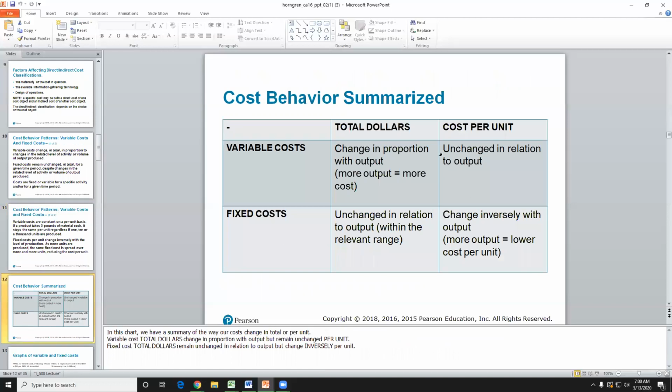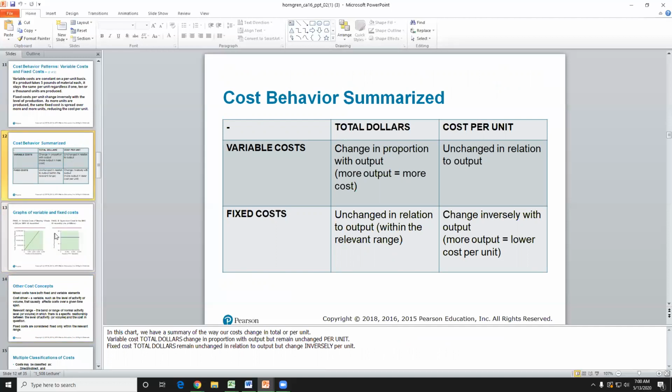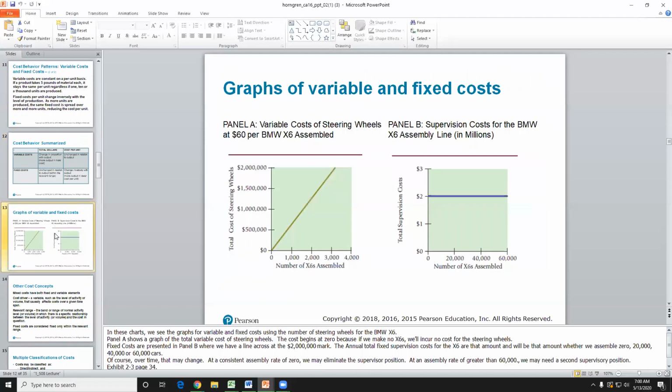Okay, so here's a nice summary of it. Total, per unit. Okay, so we're going to come back and look at variable cost and fixed cost throughout the semester. So make sure that you have a very firm understanding. Here's how it looks graphically, and this is in total. Right, variable cost changes in direct relation to activity level. Fixed cost remains constant.